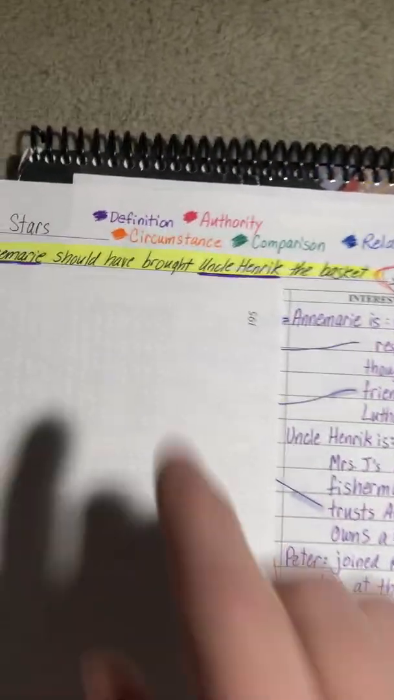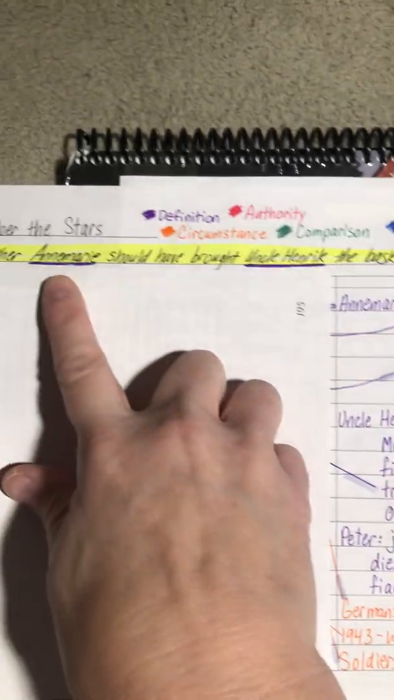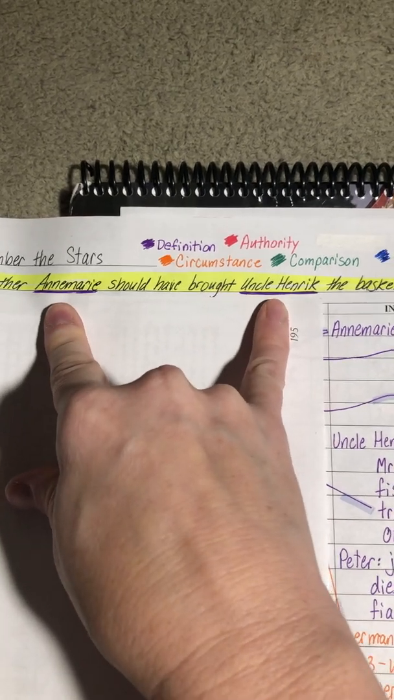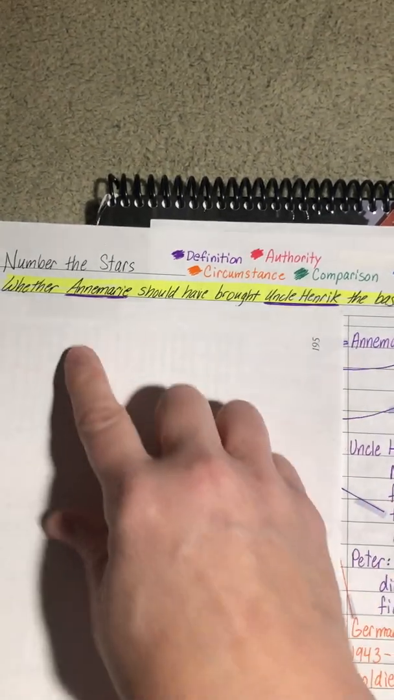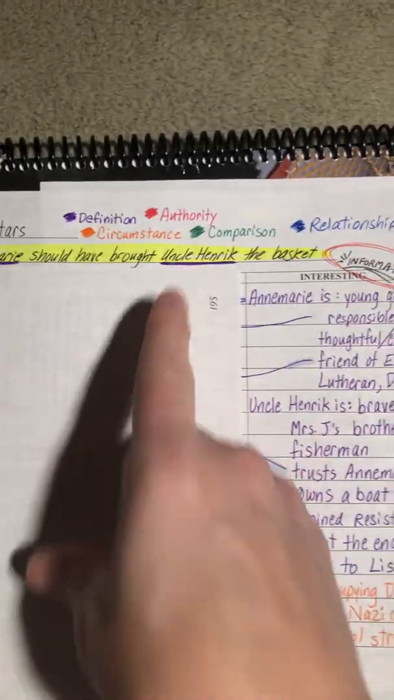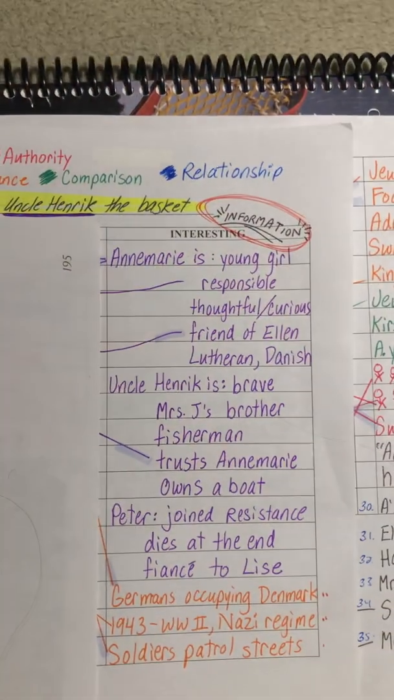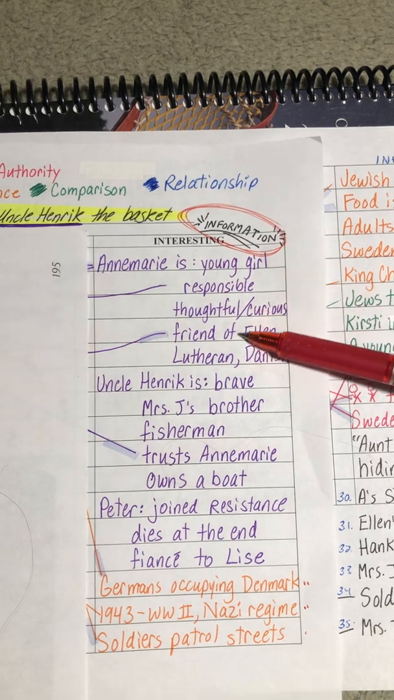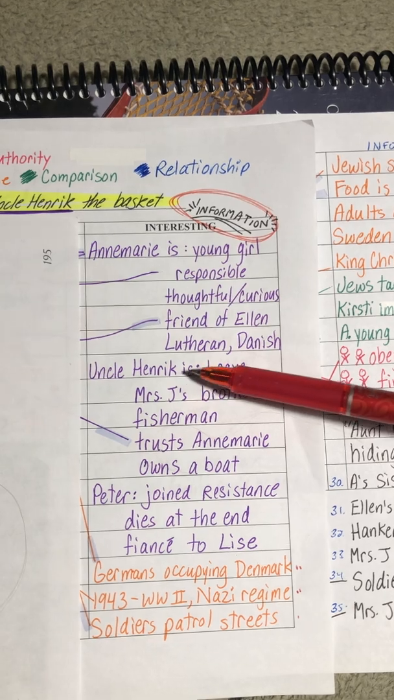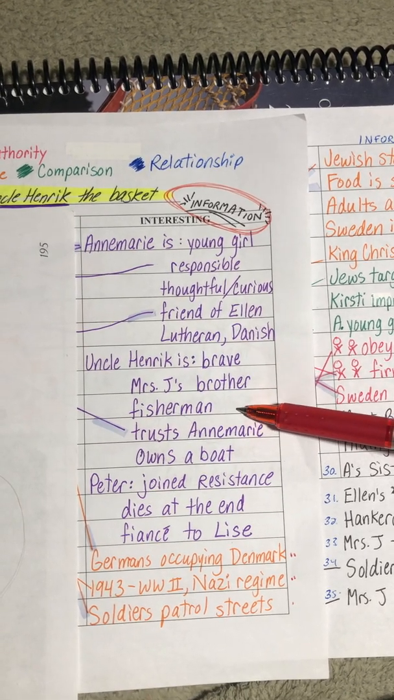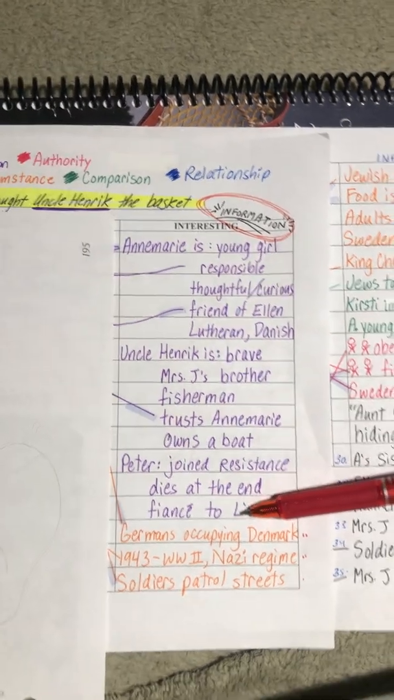We started off with our common topic of definition. First we looked at the issue and we chose 2 terms to define: Anne-Marie and Uncle Henrik. Your issue might be different, so there might be different things that you're defining. We defined those 2 characters, and you can see that Anne-Marie is a young girl. She's responsible. She's a friend of Ellen. We identified Uncle Henrik as someone who is brave, a fisherman. He trusts Anne-Marie. So you get the idea for definition.